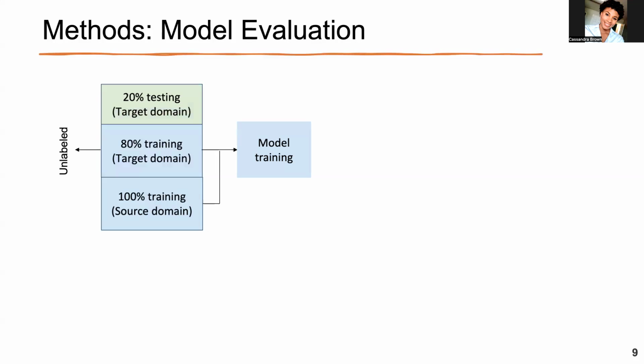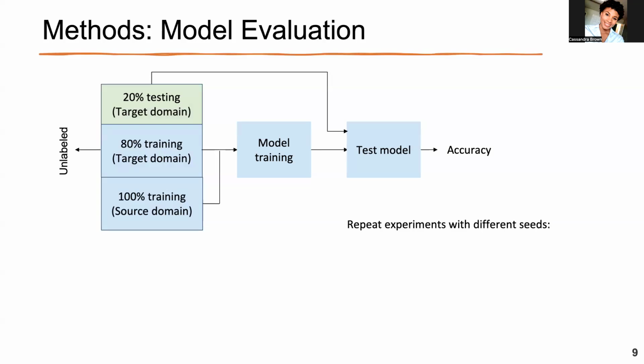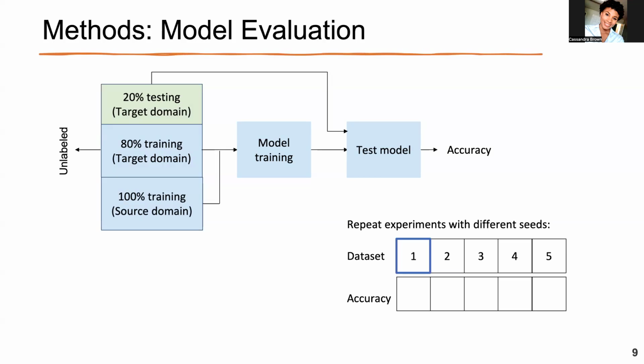Once we have that unlabeled training data from the target domain and the source domain data, we train a model, and we take the trained model and test it on the unseen target domain, and we get the accuracy for that. We repeat all these experiments with different seeds. So we do a total of 5 experiments, and we report the average and standard deviation of accuracy out of those.